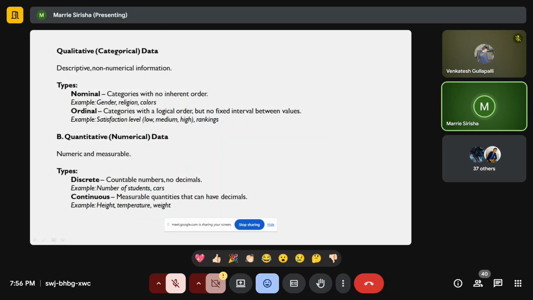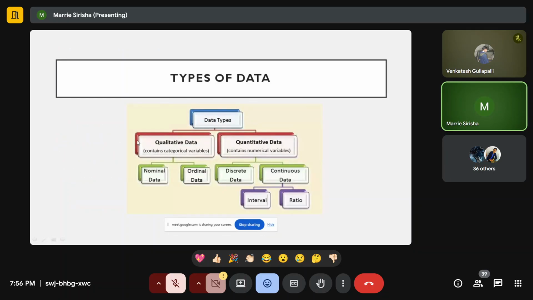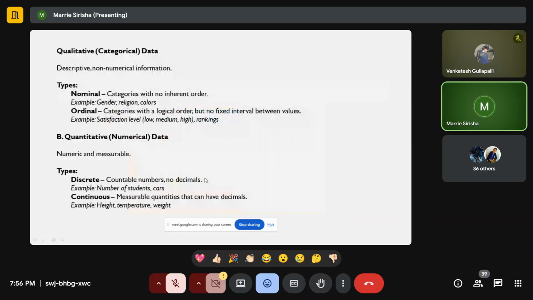Qualitative data is nothing but categorical data. That means it is in descriptive form, and not numerical information. That means it is not a number, it is a description. I'll tell you the example. Here there are types. Again, as I told you, in qualitative data you have two types: nominal and ordinal.